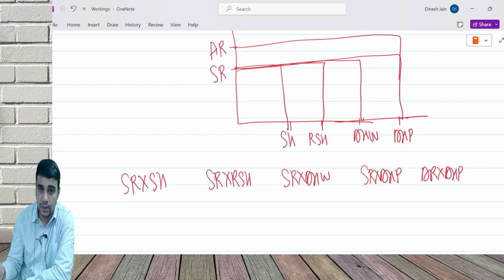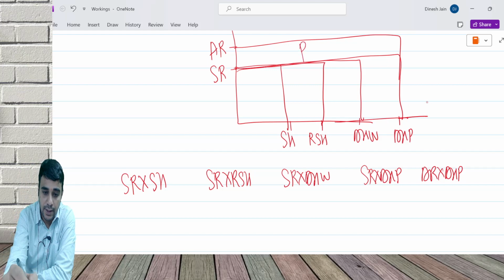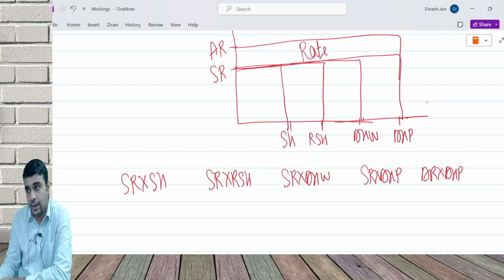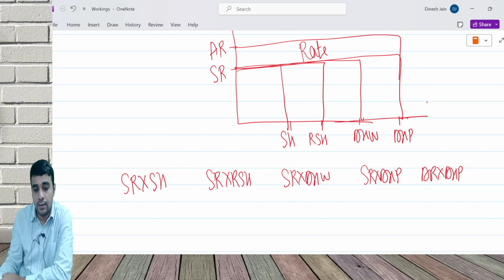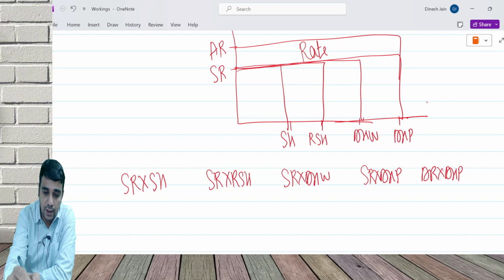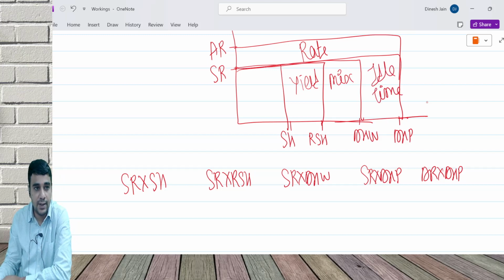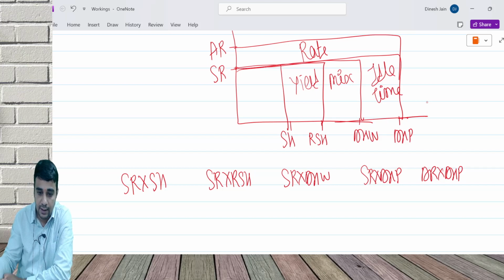What's the top part called? Rate. The top part is called rate variance. Bottom part, this is called yield, this is called mix, and this is called idle time. There's nothing new explanation from my side for all this, okay? Why it is yield and all, we learnt in material variance only. Yield, mix and idle time.